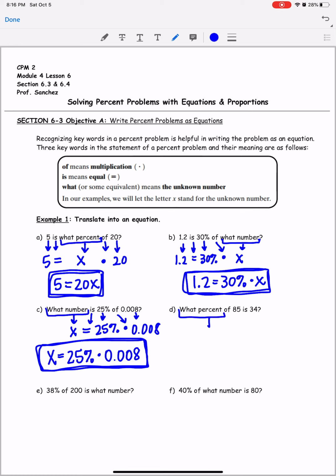D, what percent of 85 is 34? So what percent is my X? Of is my multiplication. 85 comes down. Is my equal sign. 34 comes down. So this one we can clean up. X times 85 is 85X. So you've got 85X equals 34.